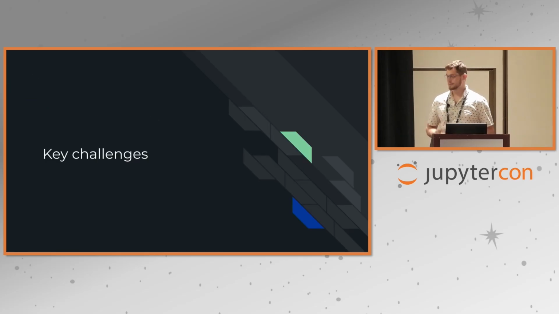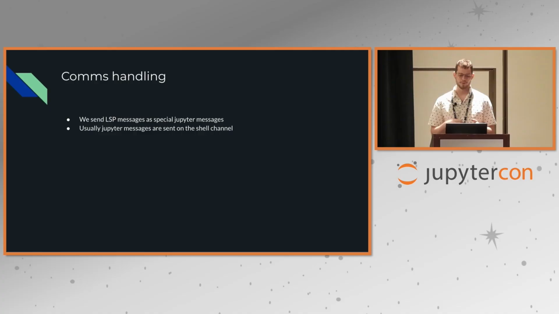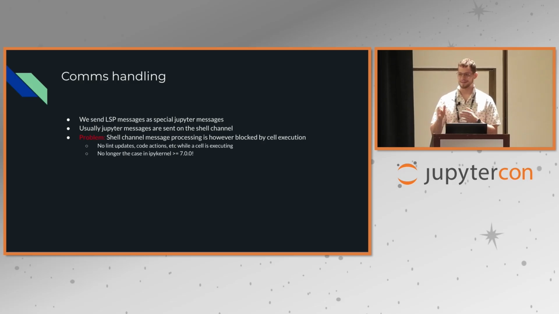Cool. So those are some of the cool examples of what we've built so far, but as with most things, it hasn't been completely smooth sailing to get to this point. Here are some of the key challenges that we've faced. First of all, comms handling. We send these LSP messages as special Jupyter messages, and by default, Jupyter messages are usually sent on the shell channel. Now, the problem is that shell channel message processing is usually blocked by cell execution. Well, maybe not in IPyKernel 7.0 and above with a new shell channel message processor. So this is something that we might be able to revisit and improve once we upgrade.